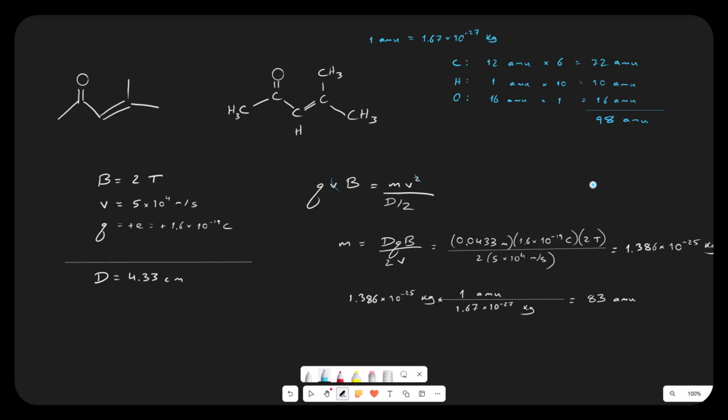If I had 98 AMU for my total, and I cut off and am left with 83 AMU, that means I've cut off 15 AMU. 15 AMU is a carbon and 3 hydrogens, so I could have cut off here, or here, or here. Any one of those would have left me with a mass of 15 AMU here and 83 AMU here.